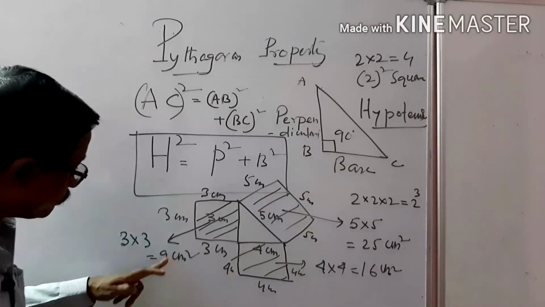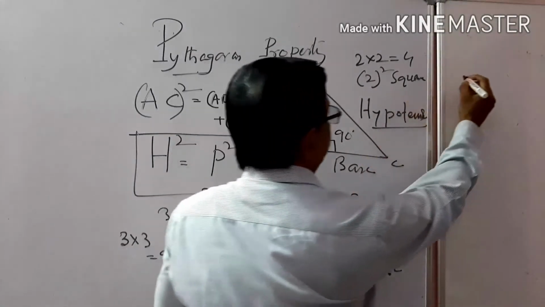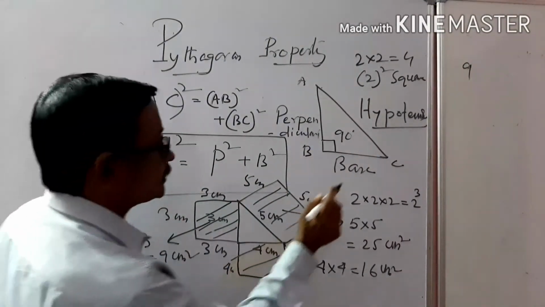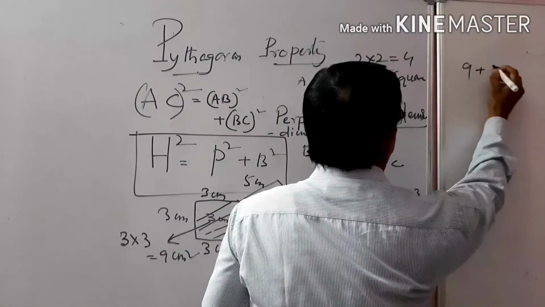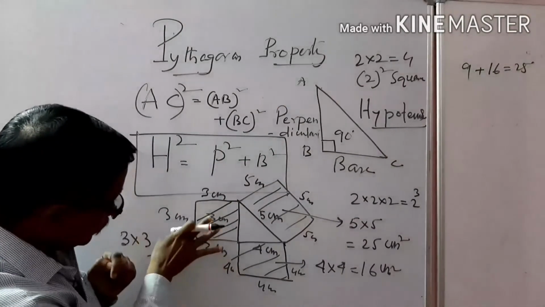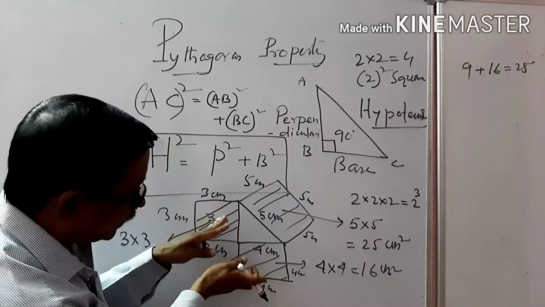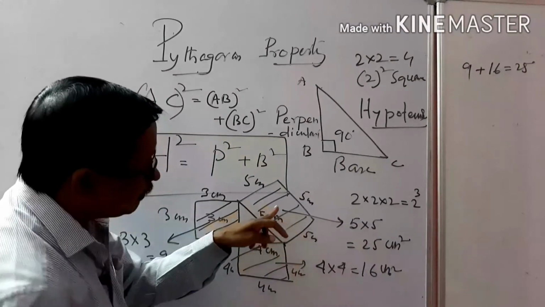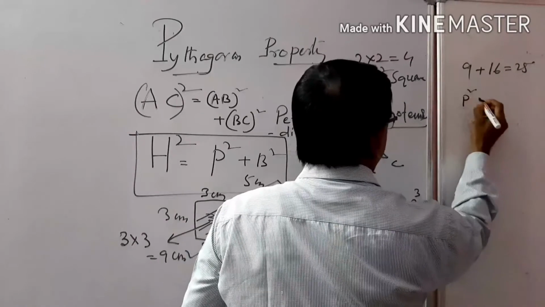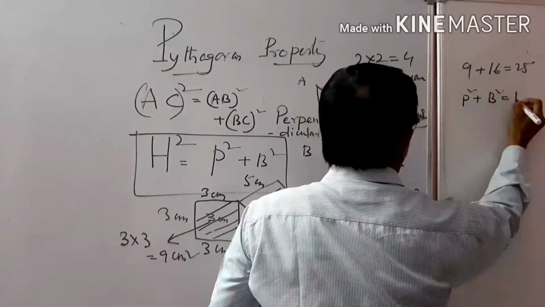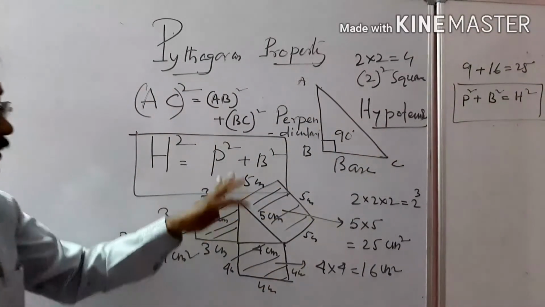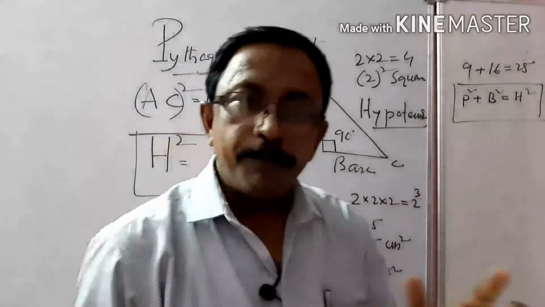So what do you observe there? Just add 9 centimeter square and 16 centimeter square. We are getting 25. You see, these two small squares, if you add them, we get the area of the big square. So what does it mean? That means perpendicular square plus base square equals hypotenuse square. So this way we get the property. I think each and everyone is clear how we get the Pythagoras property.